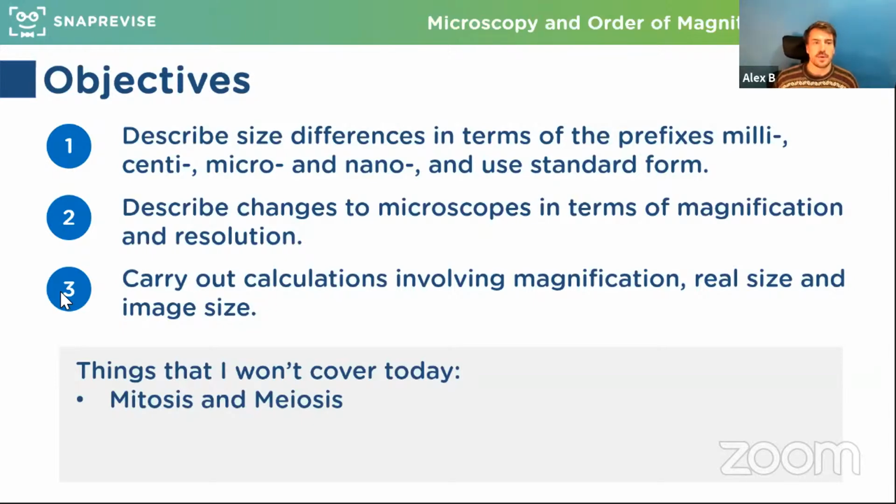So our objectives: we're going to look at milli, centi, micro, and nanometers, and look at how we convert those and do standard form, just a refresher on standard form. We're going to look at magnification and resolution, the differences between those, and then look at light microscopes and electron microscopes. And then we're going to do some calculations for magnification. Hopefully we'll get all that done. It's quite a lot to do. We'll do as much as we can in the hour that we have.